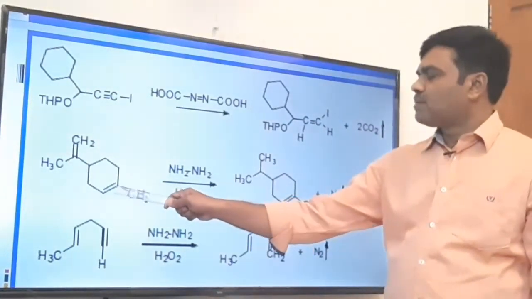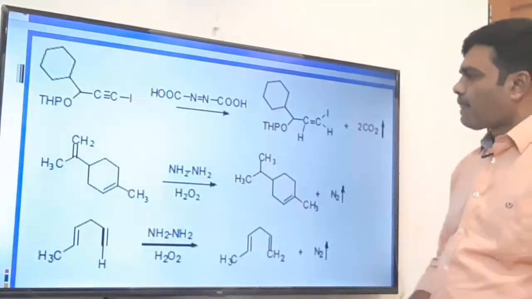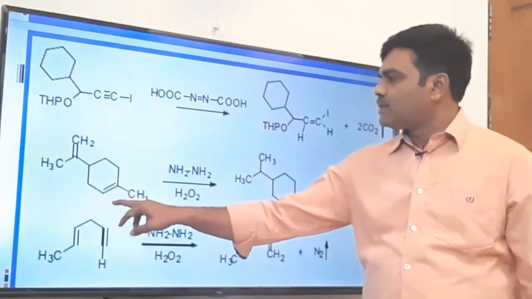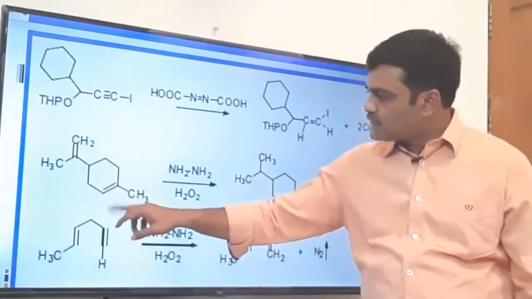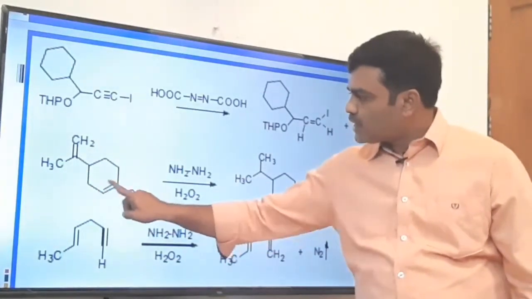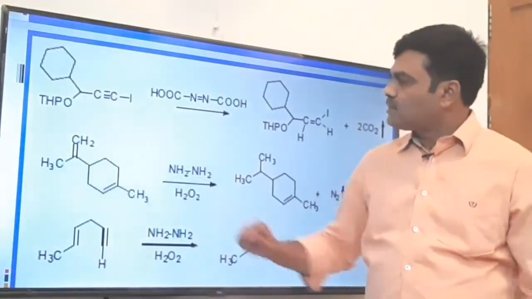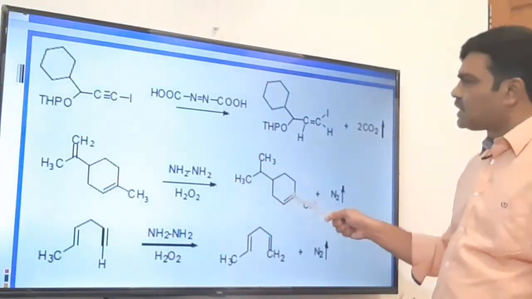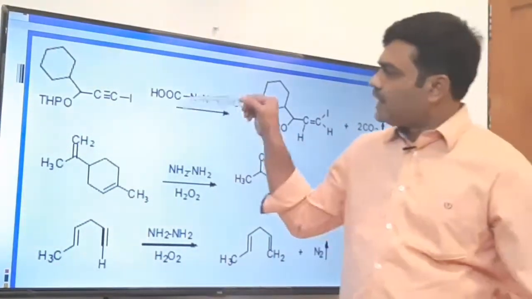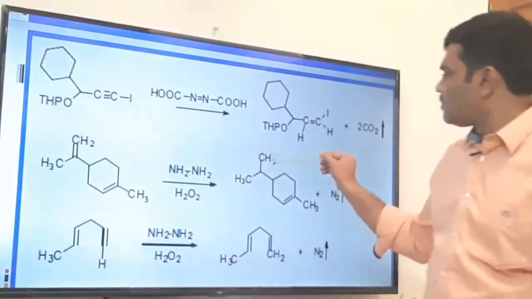In this case, this carbon-carbon double bond is reduced, addition of hydrogen, because it is disubstituted. This one will not reduce because it is tri-substituted. Which are the three substituents on this carbon-carbon double bond? 1, 2, 3. It will not reduce, it remains as it is, you can see clearly here. Only the addition takes place across this carbon-carbon double bond.